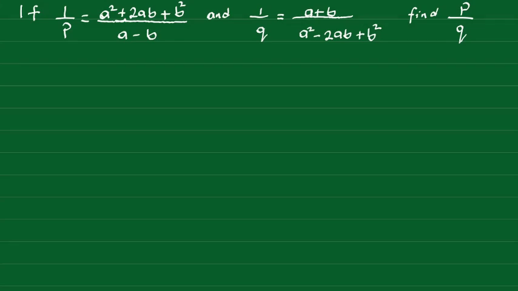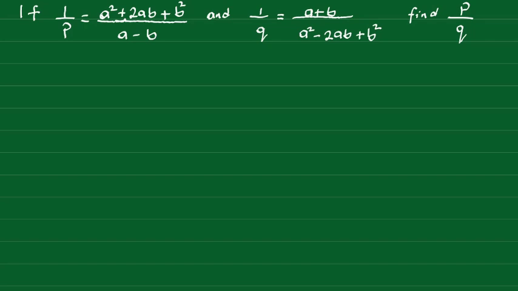We have this question from JAMB 1988, question 13, where we are asked: if 1 over p is equal to a squared plus 2ab plus b squared divided by a minus b, and 1 over q is equal to a plus b divided by a squared minus 2ab plus b squared, find p divided by q.